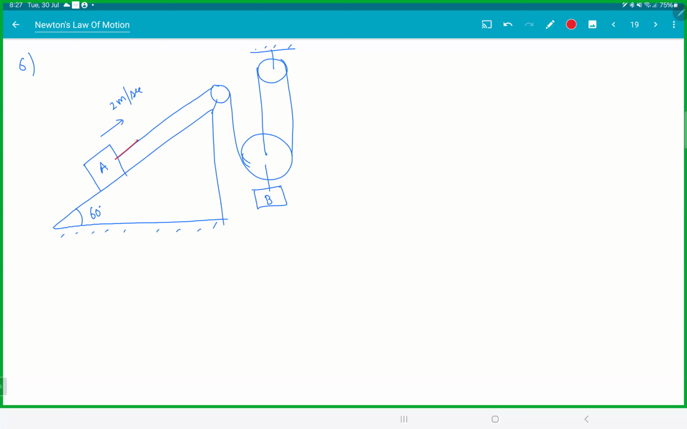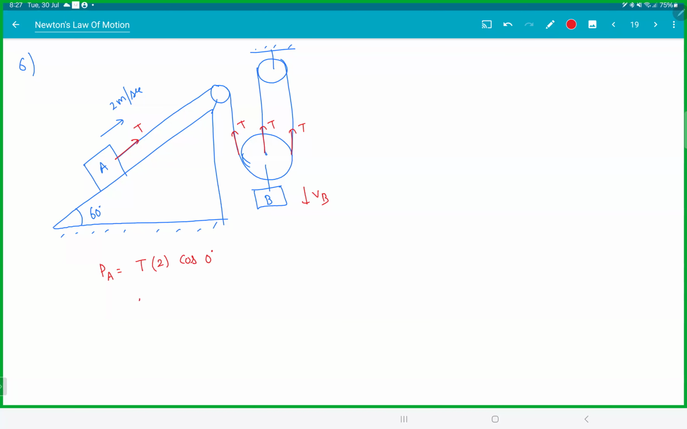Let this tension be T. So this is T, this is T, this is T. Let's say VB is going down. You can assume anything, the sign will take care of it. Now tell me one thing. When you say power of A, what is this? T times 2 cos theta. Theta is the angle between tension and velocity. It is not the angle of incline. That 60 degrees is a trap. You're getting it? So be careful with that.